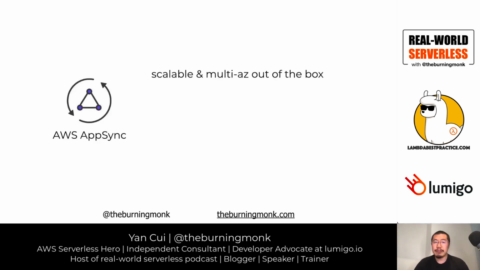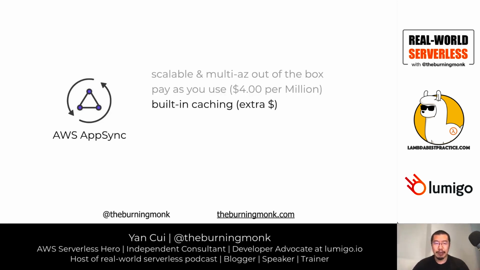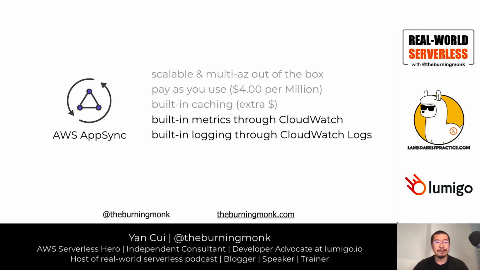So AppSync itself is very scalable. The GraphQL subscriptions implementation can support millions of connected clients, and your AppSync API is deployed to multiple availability zones out of the box, which gives you a really good baseline for resilience as well. And you only pay for what you use at $4 per million operations. And as I mentioned earlier, it's got built-in support for caching, which does charge you extra, essentially you'll be paying for uptime for a memcached node.